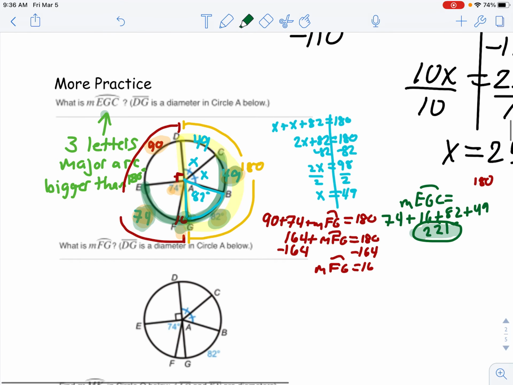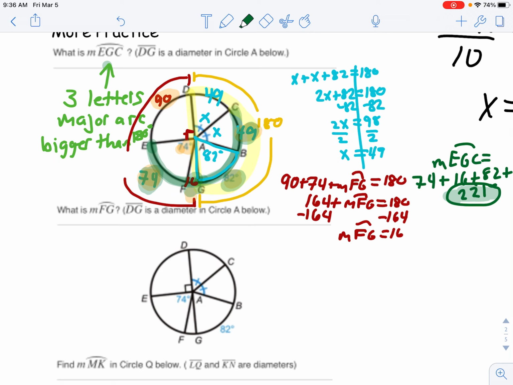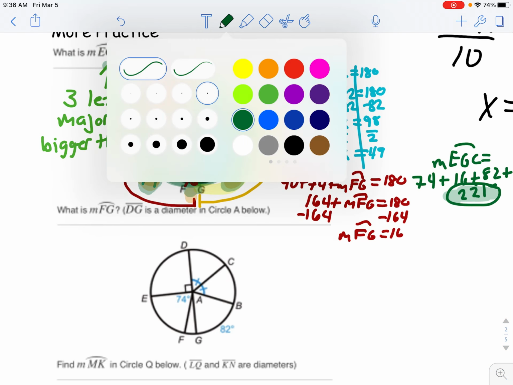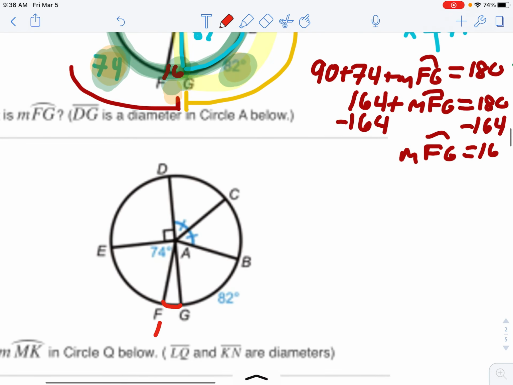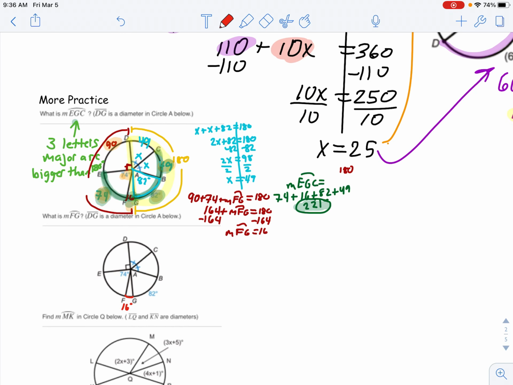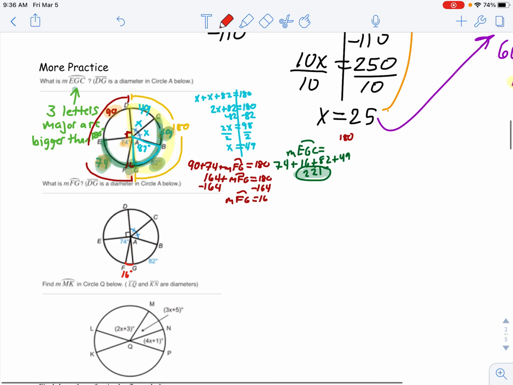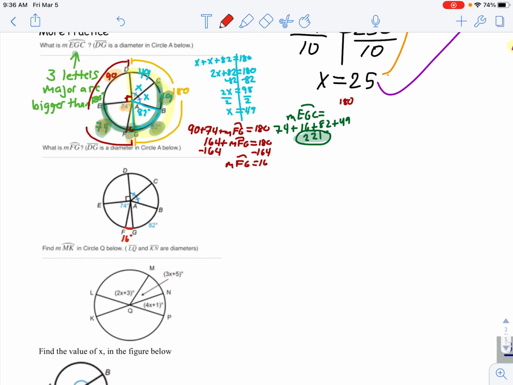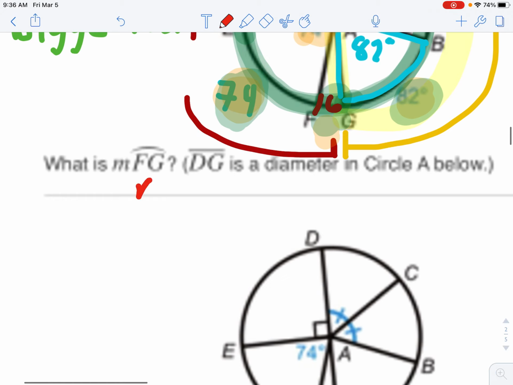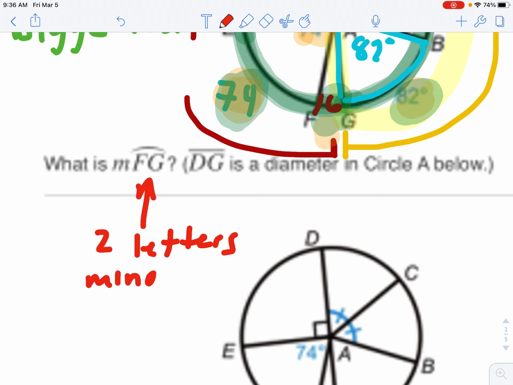Boom, answer. Now in this case, it's asking what's the measure of arc FG? Well, this is the same exact problem, which is kind of nice. We already determined this, using the stuff we already knew, to be 16 degrees. There are other ways to do the problems before that, but the way we did it, we already found the answer to that. Technically, we didn't have to know that to find the previous answer, but we did. So, cruising right along. Also, something we can say is it's two letters, a minor arc, so it's going to be less than 180.